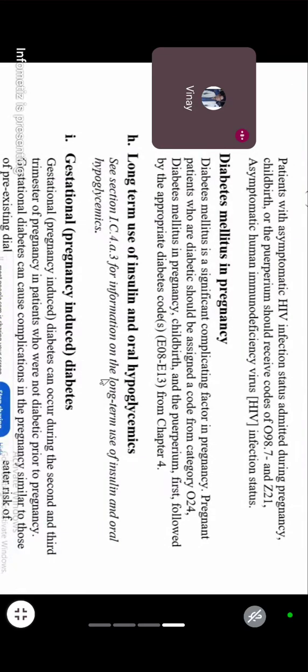See, you didn't read this one. Who is diabetic should be assigned category O24, diabetes mellitus in pregnancy, first, followed by the appropriate diabetes code, E08 to E13. The first code will be O24, the second code will be E08, E09, E10, E11 or E13 based on the type of diabetes. Correct?